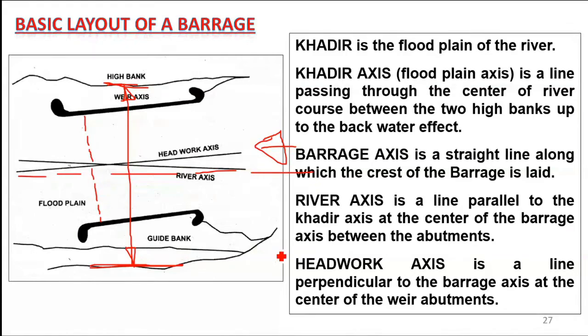Now, after the barrage axis, what is the headwork axis? The headwork axis is the line perpendicular to the barrage axis. So this one is the barrage axis, BA, and at 90 degrees to it, up to here, this is the headwork axis.